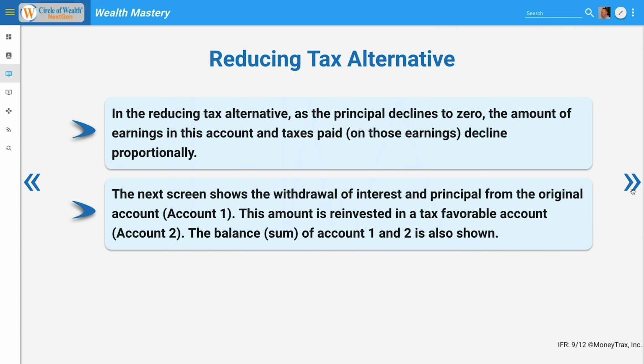The next screen shows the withdrawal of interest and principal from the original account, which is our account number 1. And this amount is reinvested in a tax favorable account, which is our account number 2. And the balance, or the sum of accounts 1 and 2, is also going to be shown.